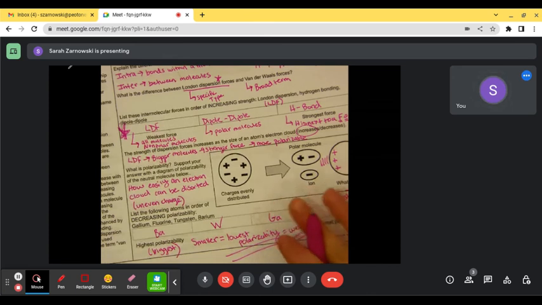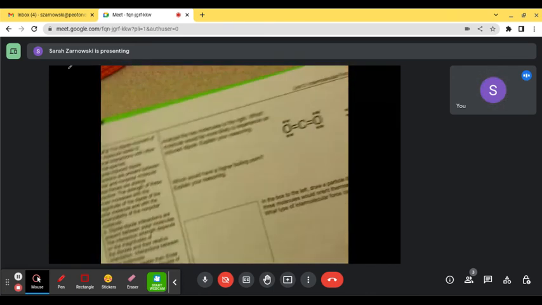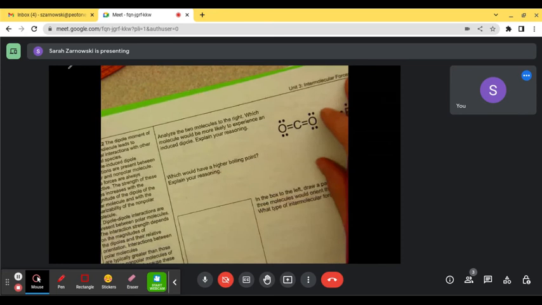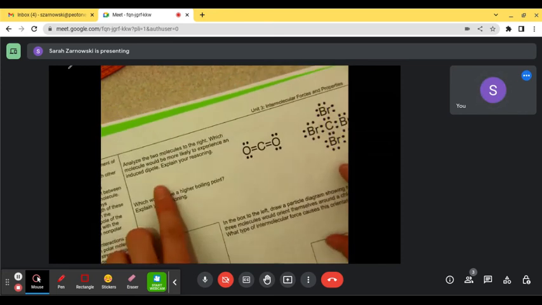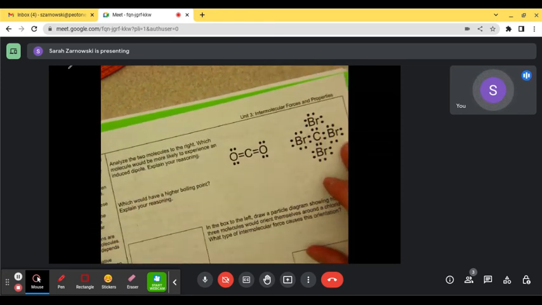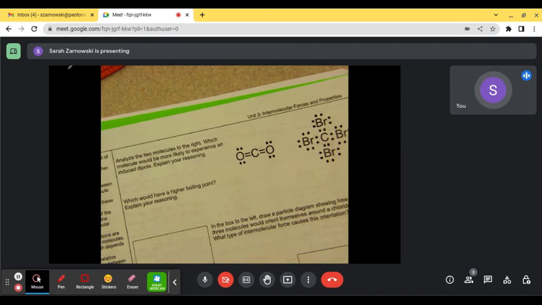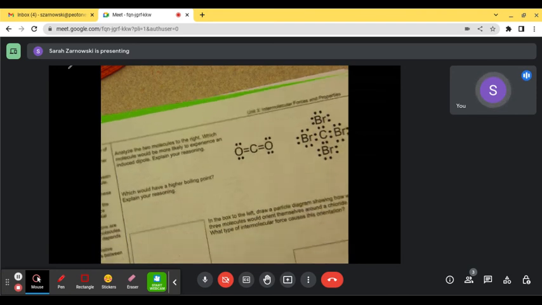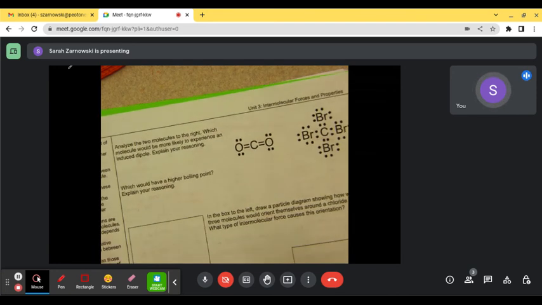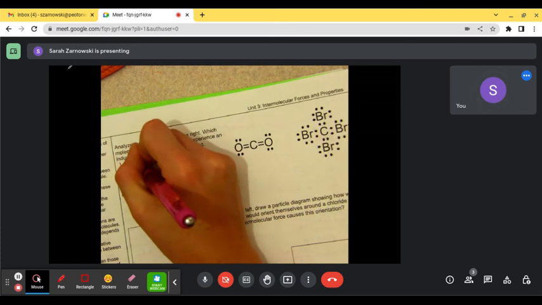Okay, hopefully we saw that okay. We're going to continue on with the notes here. So we have our two molecules here, and it says analyze the two molecules to the right. Which molecule would be more likely to experience an induced dipole, and then explain your reasoning. Remember, with induced dipole, we're going to be talking about polarizability.